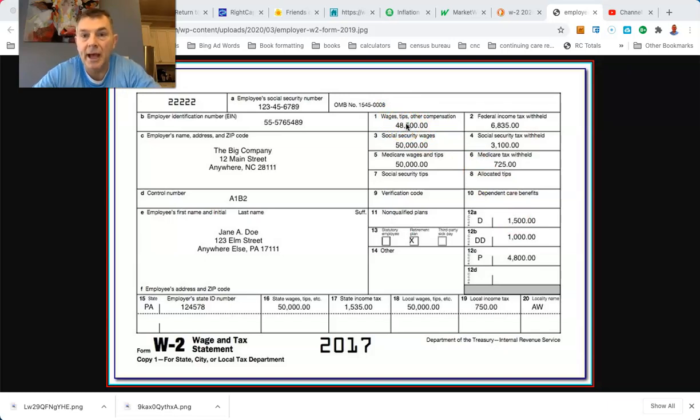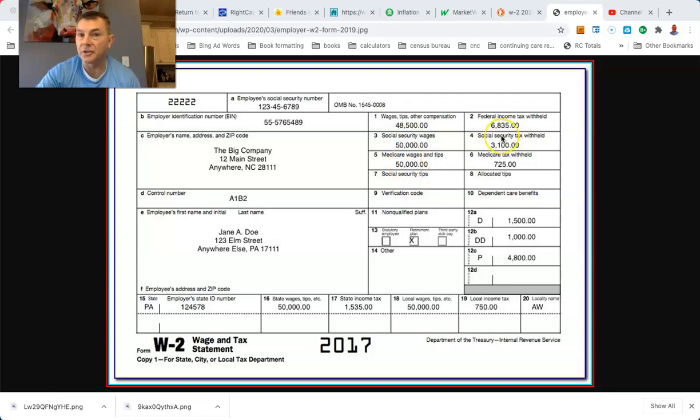All right, so basically what happens is this 401k contribution that you put in, the $1,500, reduced the amount of your taxable income from a federal taxable income perspective, but it did not reduce it from a Social Security and Medicare perspective. So even though you got a $1,500 deduction on your taxable income from a federal income tax perspective, that does not count as a deduction from taxable income for Social Security and Medicare.